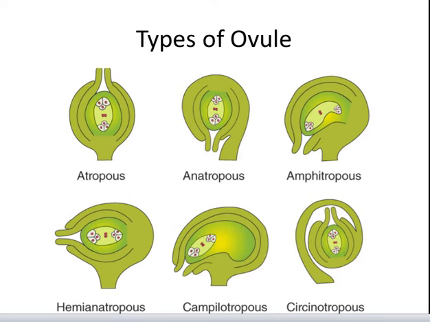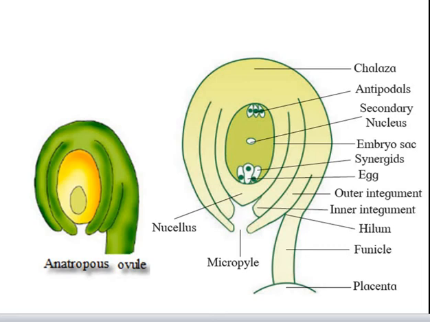These types include atropous or orthotropous ovule, anatropous ovule, amphitropous ovule, hemianatropous ovule, and campylotropous or circinotropous ovule. The ovule consists of central parenchymatous tissue called the nucellus, which is usually surrounded by two protective coverings called integuments, that is the outer integument and the inner integument. A narrow opening at the apex of the ovule is called the micropyle.